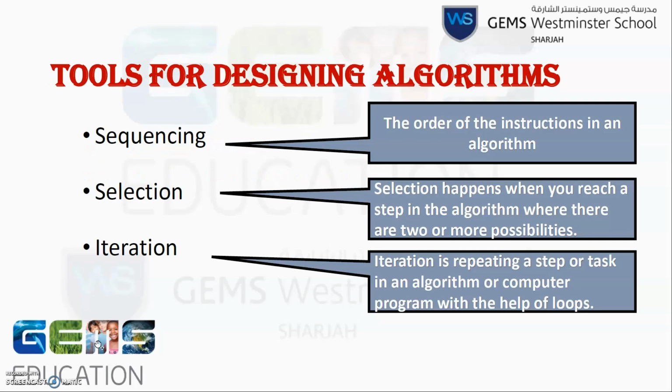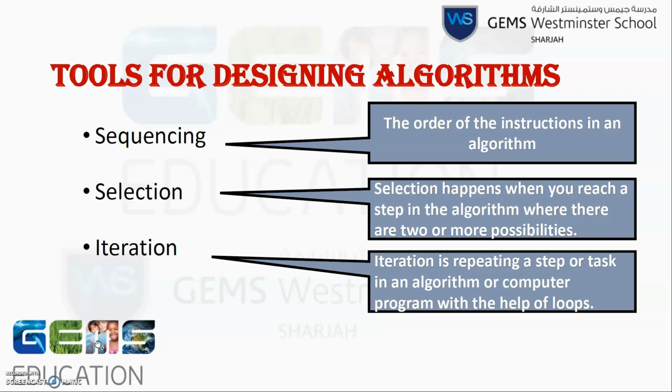Okay, so tools for designing algorithms. What are the tools to design algorithms? Sequence, selection, and iteration. We need to know these three important ones. Sequencing is the order of the instructions in an algorithm. So it's like a step-by-step order. Step 1, what do you have to do? Step 2, step 3. It's not like step 3 going in the beginning, then step 2 in the middle. So you need to organize your algorithm. So sequencing will come in handy at that time.